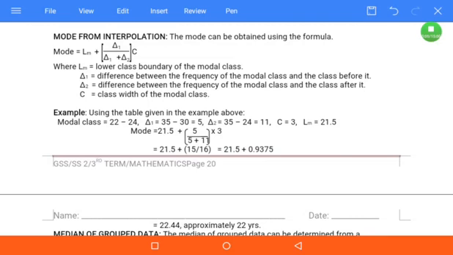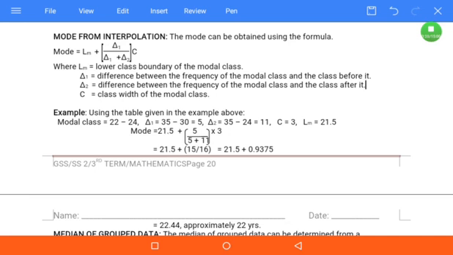Today we'll be discussing how to find the mode from interpolation. In last class we discussed how to find the mode using the histogram. So today we are discussing how to find the mode and later the median from interpolation, and also how to find the median using the cumulative frequency curve.